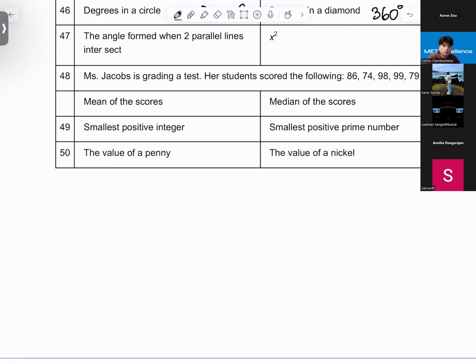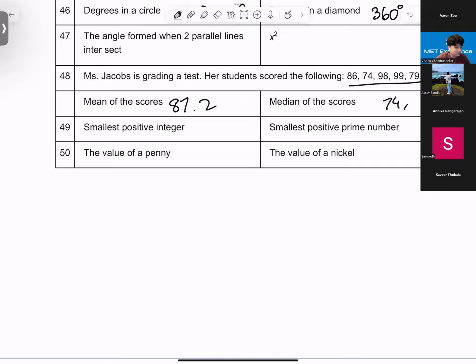All right. So the mean of the scores, if you did the calculation, should be around 87.2. And the median, you could just put into order and cross out. It's 86. So A is bigger.